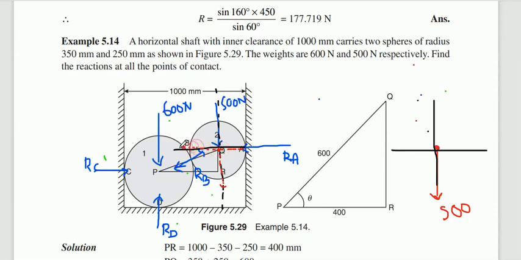So from this point, we can write like this, because from the center point you are writing. Therefore you can write RA here based on the direction. This is the RA.